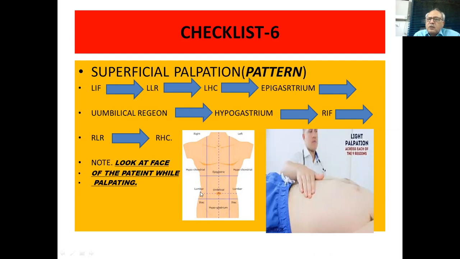Again, remember that your angle at the elbow and your angle at the wrist joint with your hand should be like this. There should not be an acute angle at the wrist joint. This is the true picture and true method to palpate the abdomen, particularly when you perform the superficial palpation. You must be very gentle. Again, you must remember that while palpating the abdomen, you should look at the face of the patient.